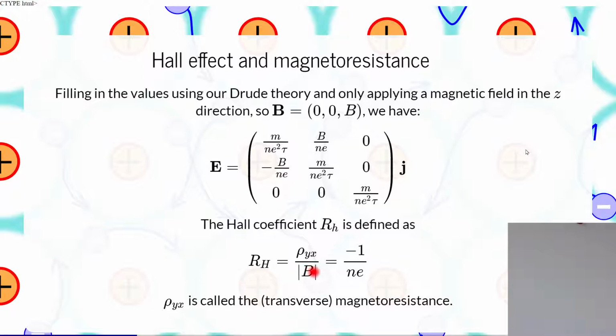If we normalize it, or divide it by the strength of the magnetic field that we apply, we get minus one over this product term. One is the electron density in the metal, and the other one is the charge on the electron. If we already know the charge on an electron, this means that by making a Hall effect measurement, we can measure the electron density in the material.